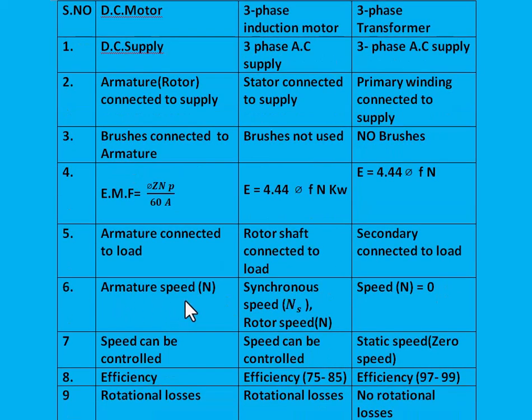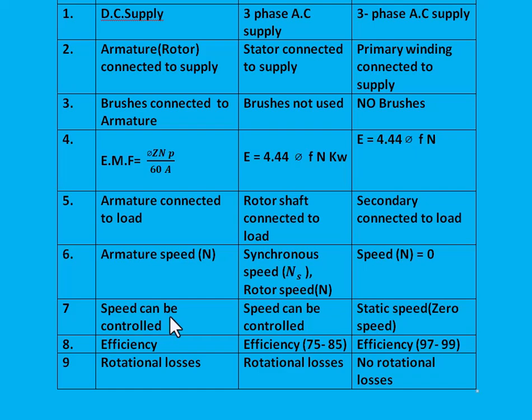In case of DC motor, speed means it is armature speed that is normally represented with N and measured in RPM. In case of 3-phase induction motor, there is a synchronous speed that is called Ns, that is nothing but the stator magnetic field which is rotating at a synchronous speed, and the rotor speed is represented by N. So these two terms are present in a 3-phase induction motor. And this rotor speed can be measured with the help of tachometer, whereas synchronous speed can be calculated using the formula 120F by P. And in 3-phase transformer, the speed is 0 because it is a static device.